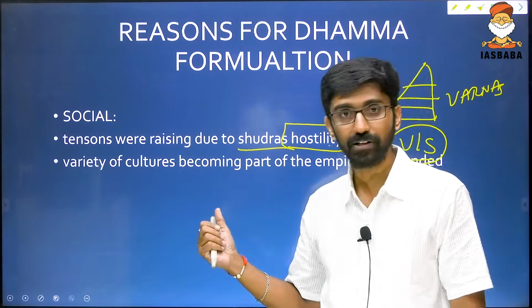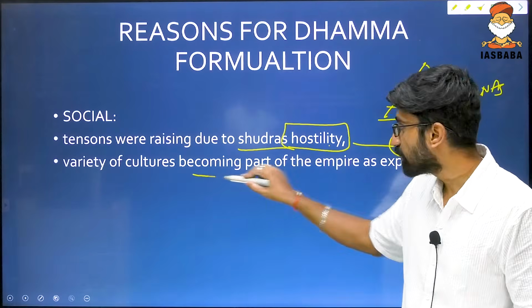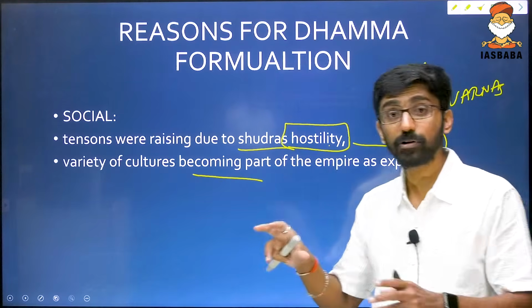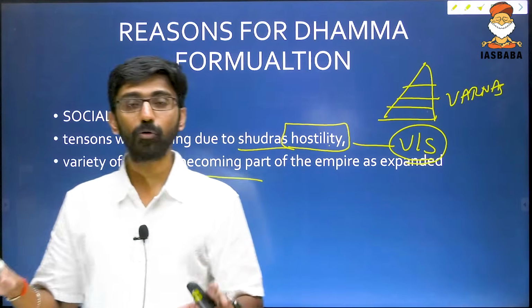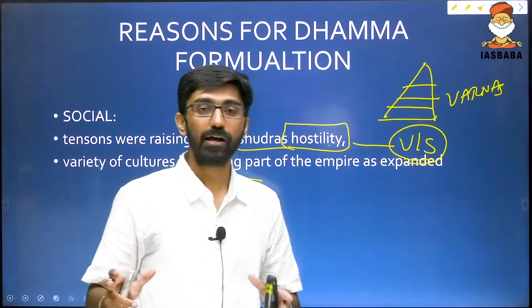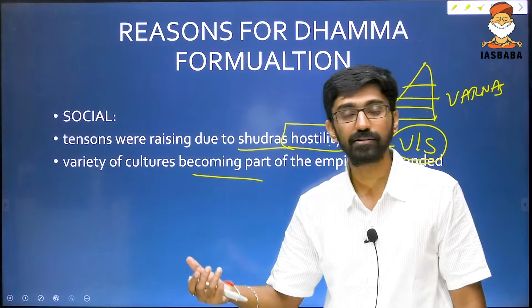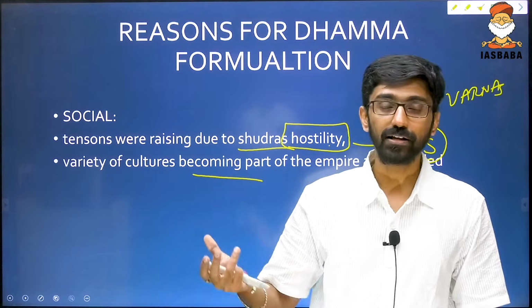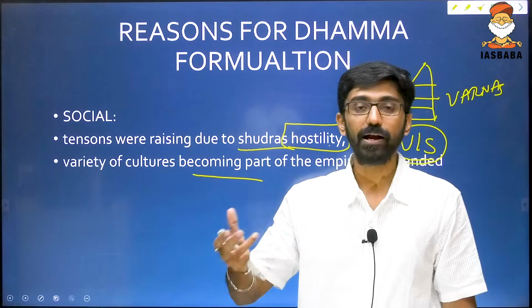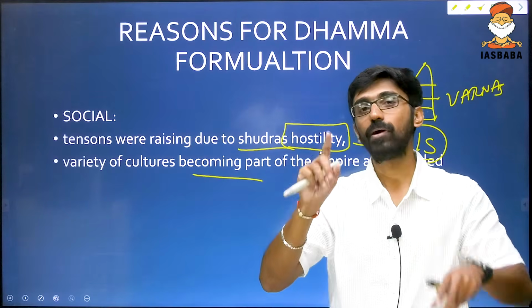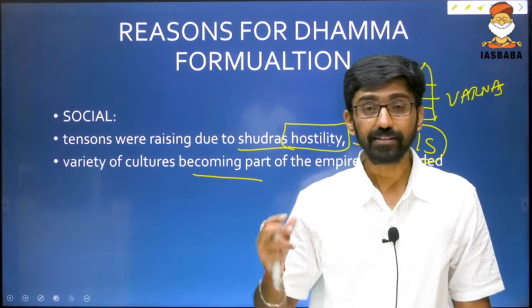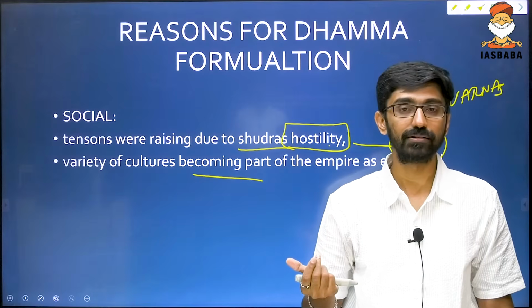And not just that. At the same time, a variety of cultures were also becoming part of the empire, because we're talking about the first empire of India, the Mauryan Empire between 300 and 200 BC, and his empire was expanding rapidly by including all the 16 Mahajanapadas, expanding into South India also. Now, as the empire expanded, the varieties of cultures becoming part of one empire again increased social tensions.